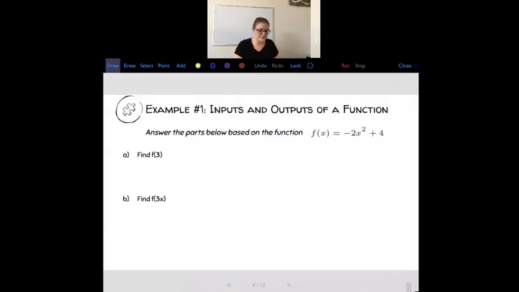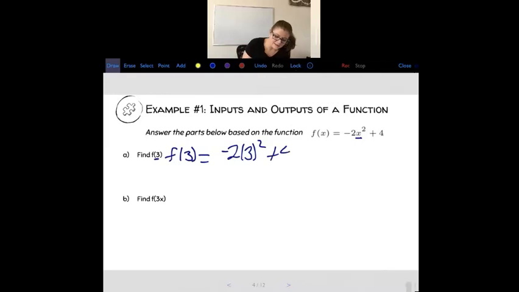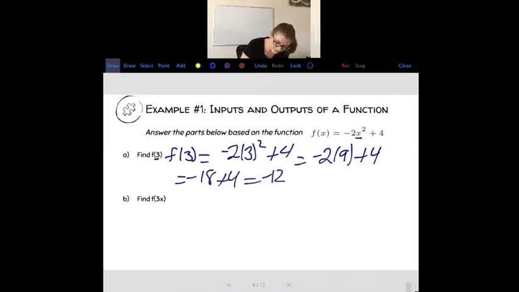Okay, so example 1, inputs and outputs of a function. If we have f of x equals negative 2x squared plus 4, and we're finding f of 3, that means we're going to plug in a 3 everywhere we see an x in the function. So we have f of 3 equals negative 2 times 3 squared plus 4. To evaluate this function, make sure you use order of operations. So this would be negative 2 times 9 plus 4, which is negative 18 plus 4, which is negative 14. So what we just found is that f of 3 is equal to negative 14.